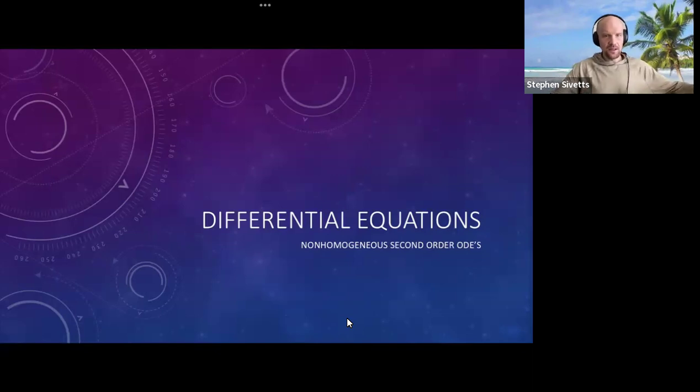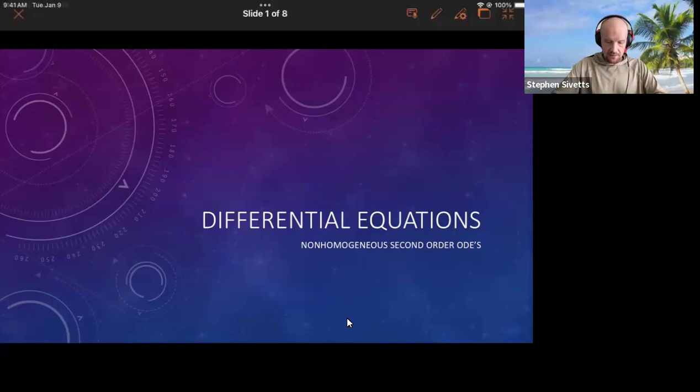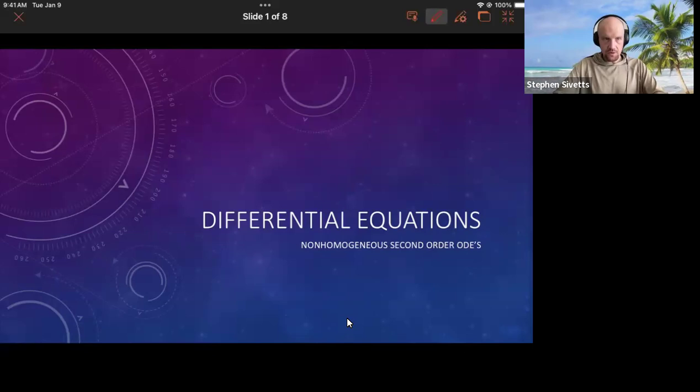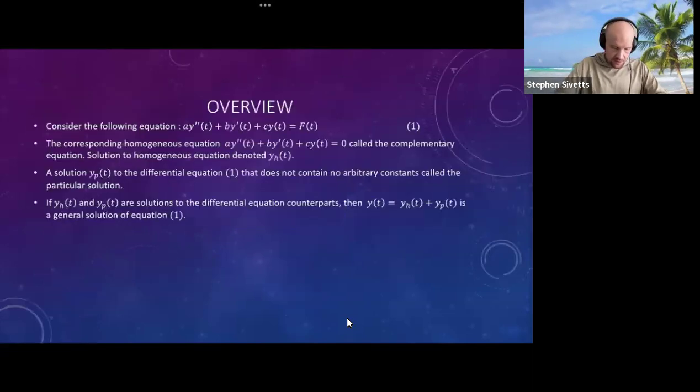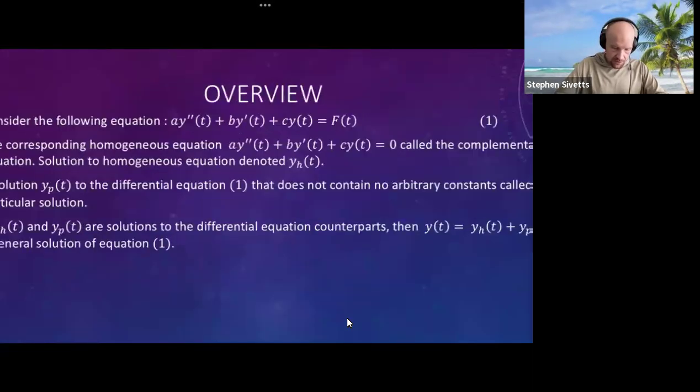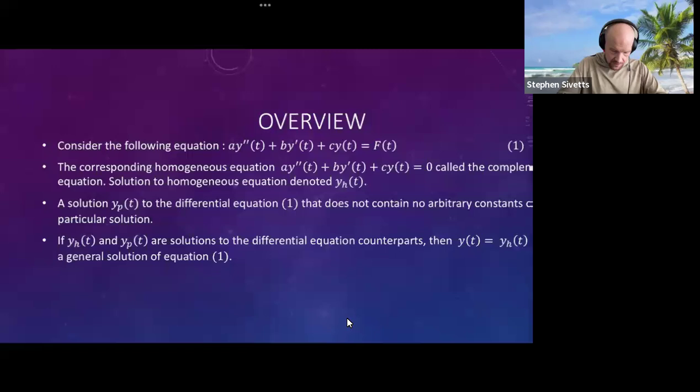In this video, we're going to look at another case that involves second order linear differential equations with constant coefficients. But this time, we're going to be looking at equations that are non-homogeneous, right? Let's get right into it. So here's the overview.